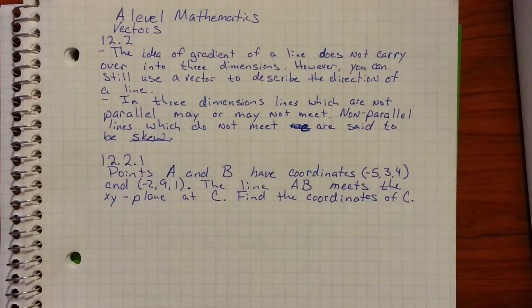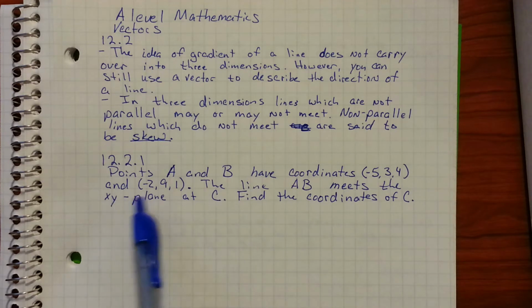In 3 dimensions, lines which are not parallel may or may not meet. Non-parallel lines which do not meet are said to be skew. So for 12.2.1, points A and B have coordinates of this and this. Line AB meets the XY plane at C. Find the coordinates of C.